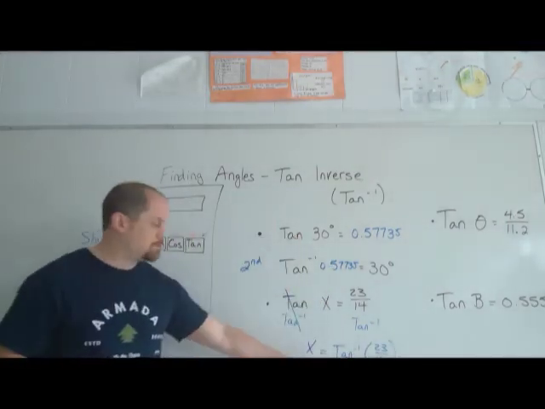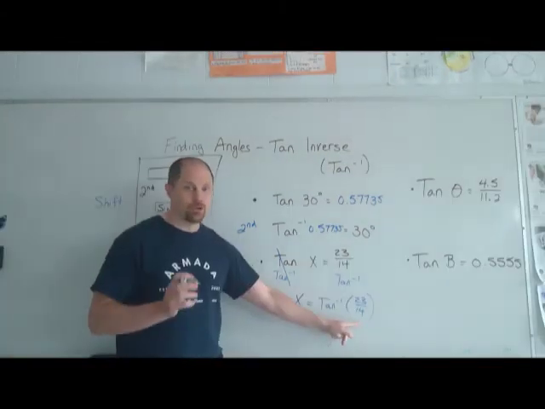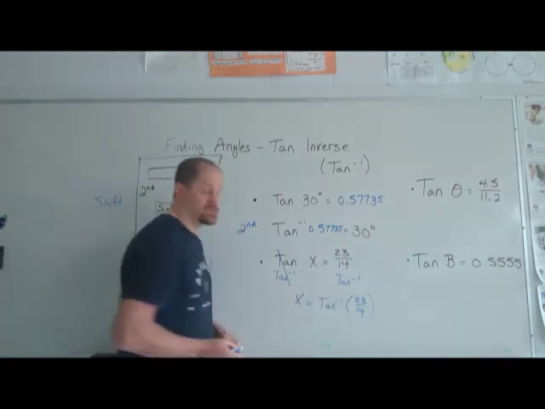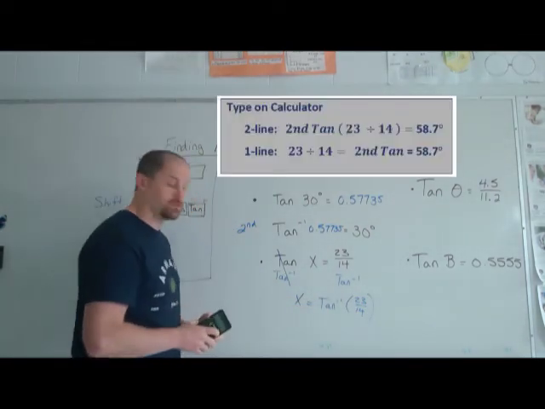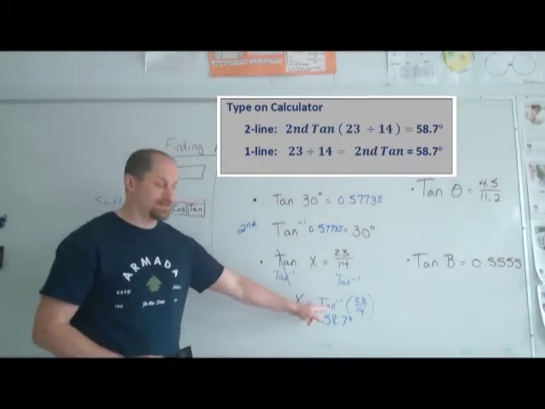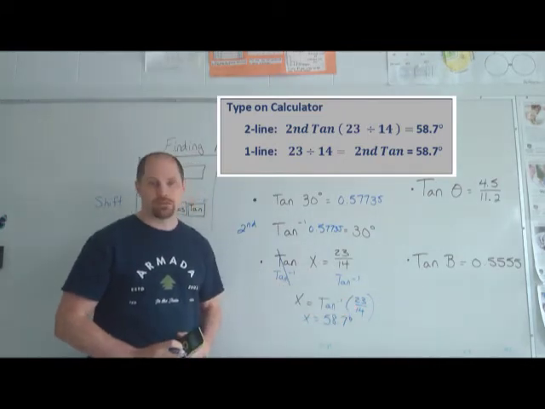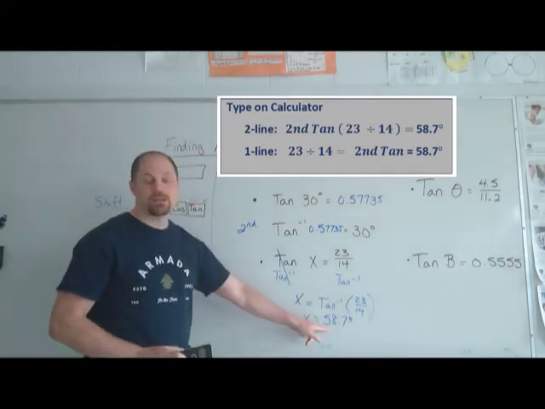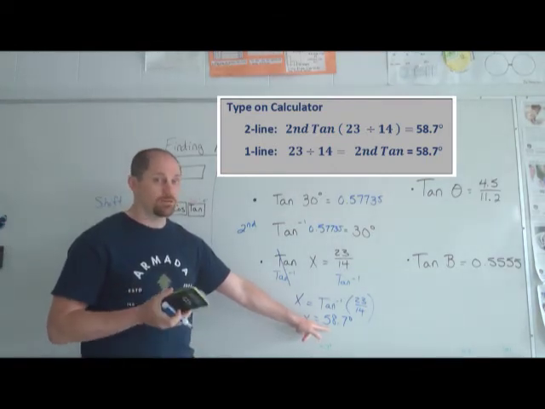And now I'm going to do tan inverse of this fraction. Now, note that I put brackets around this. This is important. So what you're going to do is type in this with the brackets. Second function, tan button, bracket 23 divided by 14, bracket. You should get 58.7 degrees. If you don't, check that it's on degree mode or D mode.